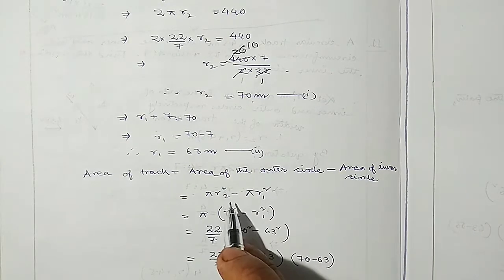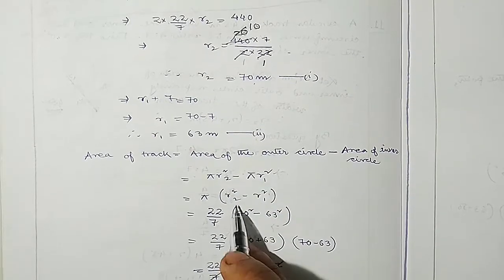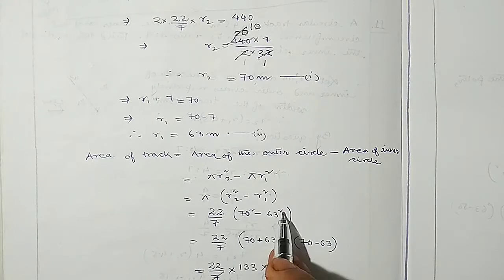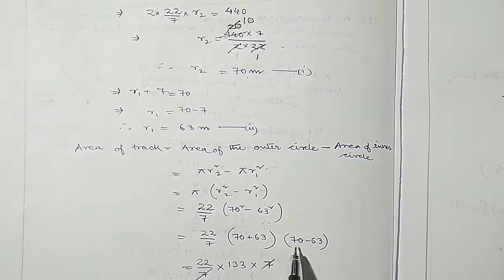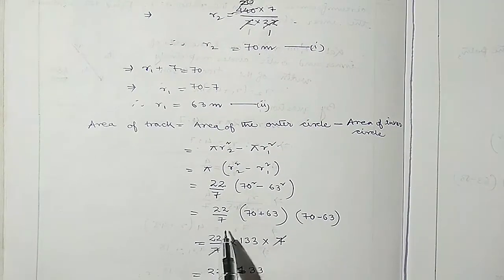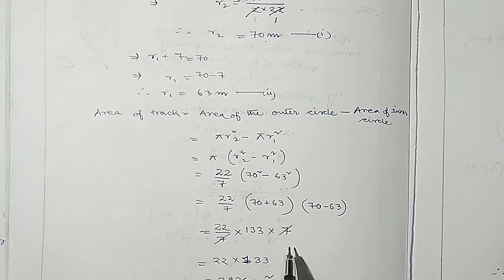Pi common. So r2 square minus r1 square. Pi is 22/7. r2 square is 70 square minus 63 square. Now we know a square minus b square can be written as a plus b into a minus b. So 22/7. 70 plus 63 is 133. 70 minus 63 is 7.